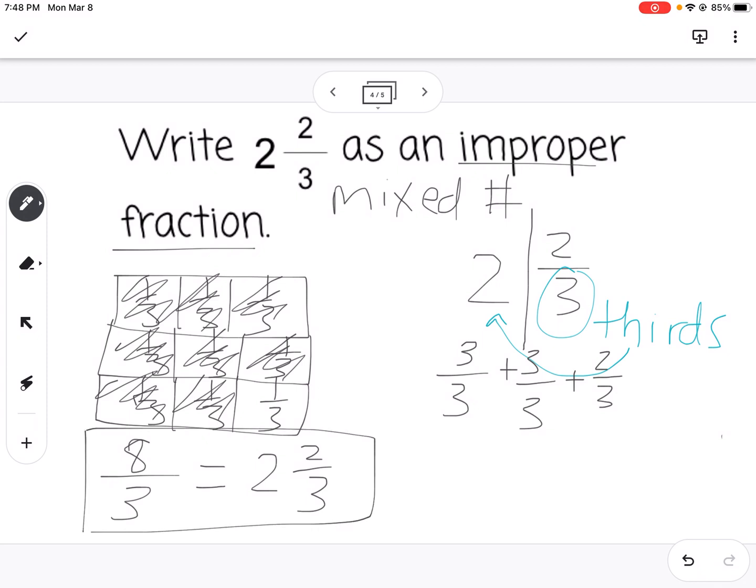Again, your eyes need to go to check how many equal pieces you're going to be using, and you find that in your denominator. And then you need to look at your wholes and see how you can write your wholes in fraction form. And then you add up those fractions, and you can count the number of copies to get your improper fraction.